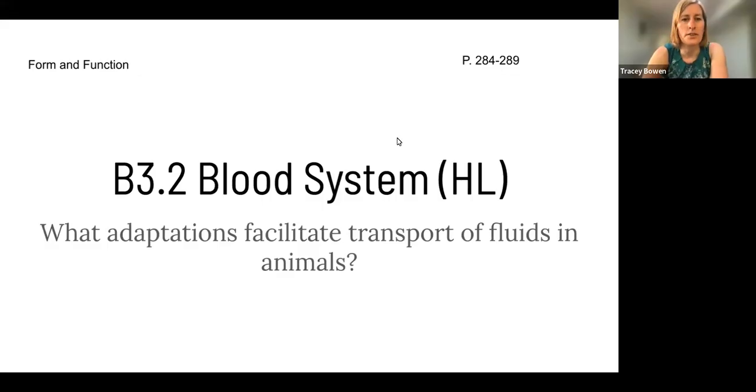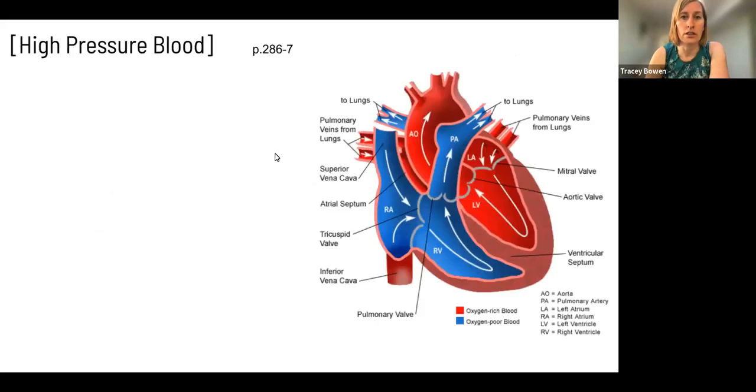Hey all, so this video is the HL version of the blood system, so B3.2, and we're thinking about what adaptations facilitate transport of fluids in animals. We're looking at pages 284 to 289, and again, we're still thinking about form and function. So structurally, how are these things designed or evolved to facilitate their function?